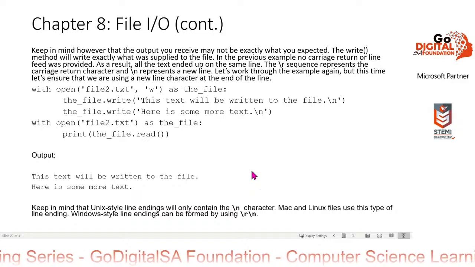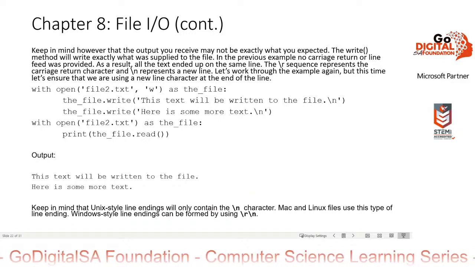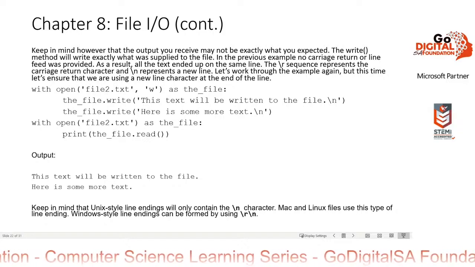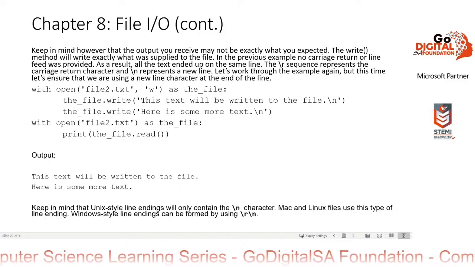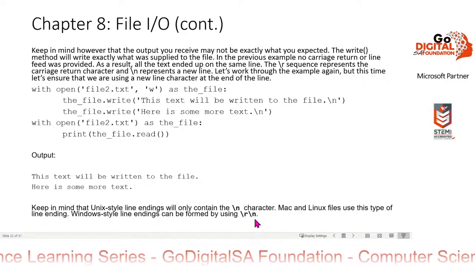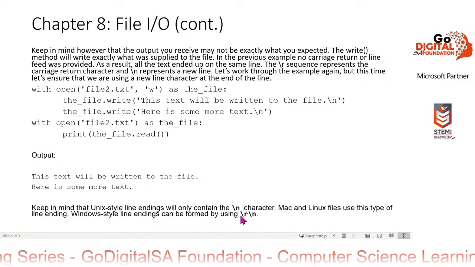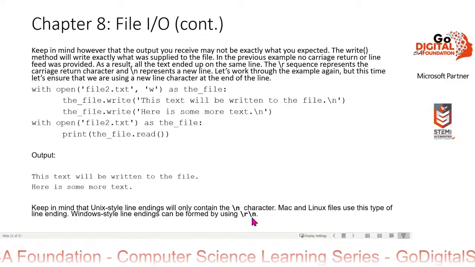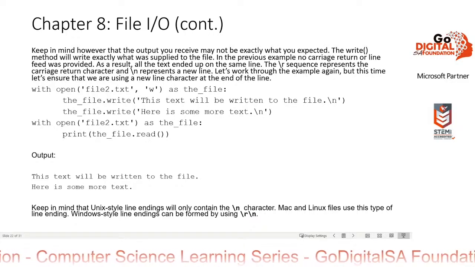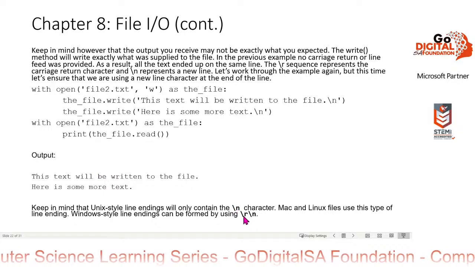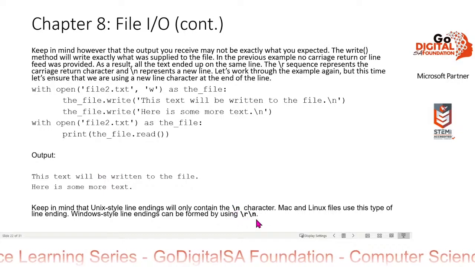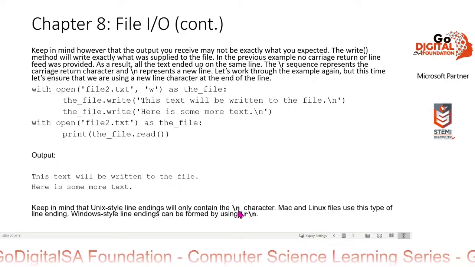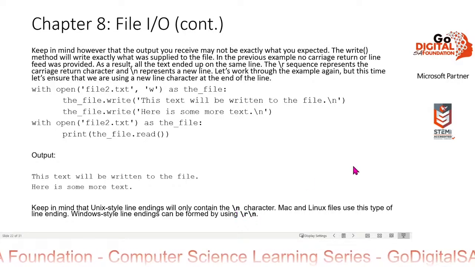Keep in mind that the Unix-style line endings will only contain the new line character. Mac and Linux files use this type of line ending. Windows-style line endings can be formed using \r\n. That's the carriage return character followed by the new line character. In Windows, it has been standard to end lines with carriage return line feed. But these days, new line is acceptable because it's very common in Linux systems to only end with a new line character.